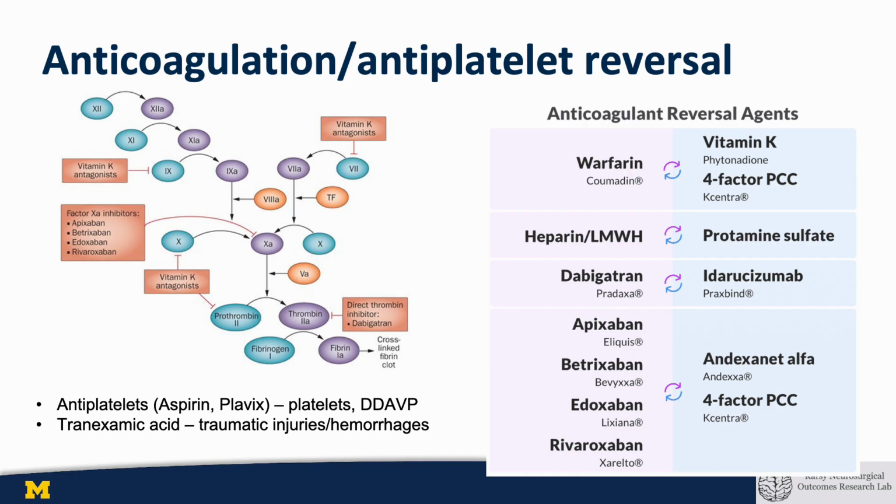Reversal of antiplatelets is difficult. Giving platelets, giving DDAVP or other medications is very challenging to reverse antiplatelets like Plavix. And the other thing that's often used in a trauma setting is TXA, or tranexamic acid. That is another treatment that can be used very early on with head and spinal cord and polytrauma type injuries to reduce bleeding.